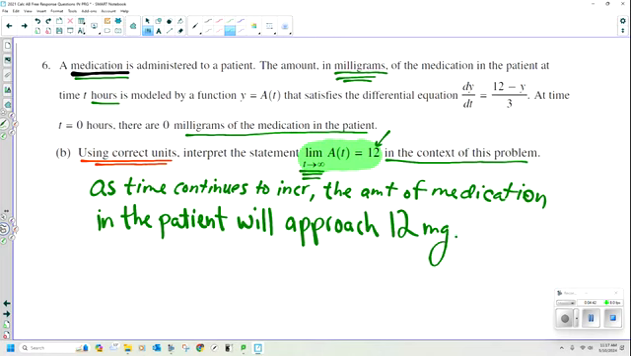Now, there are several ways to write this, but there are just things that you need. As time continues to increase, that's as time goes to infinity, the amount of medication in the patient, that's the context of the problem, will approach 12. Limits, that's what our output is approaching, 12. You can write it one of a million different ways, but why not write it that way? That's simple. So 6A is done, 6B is done.